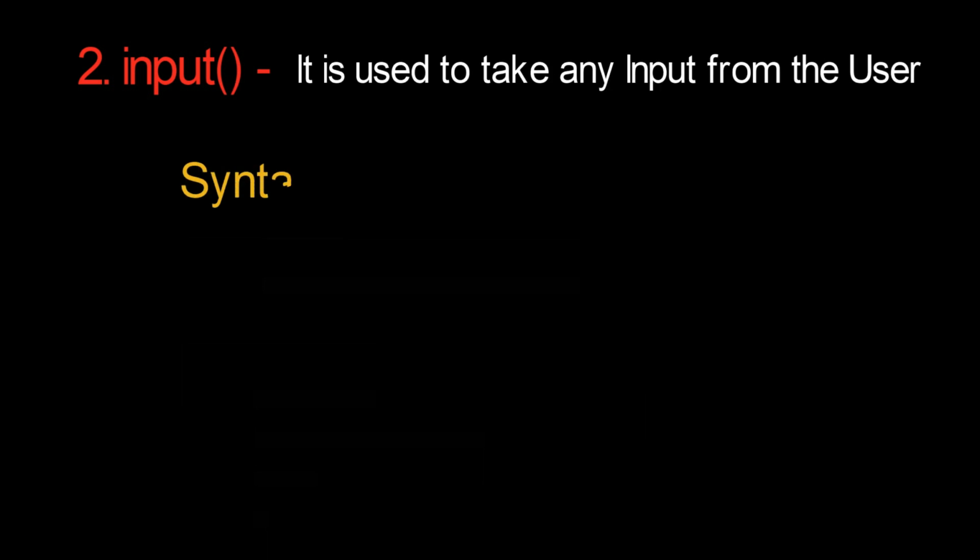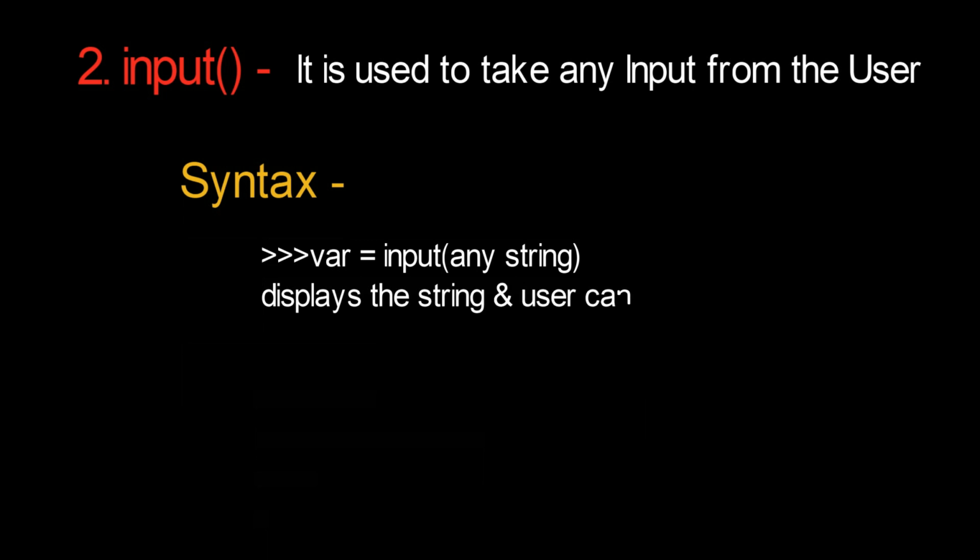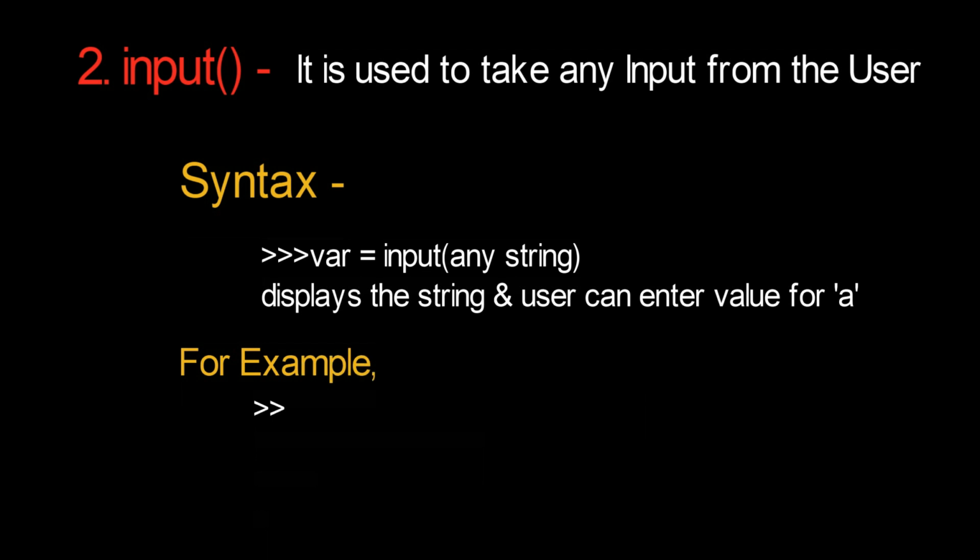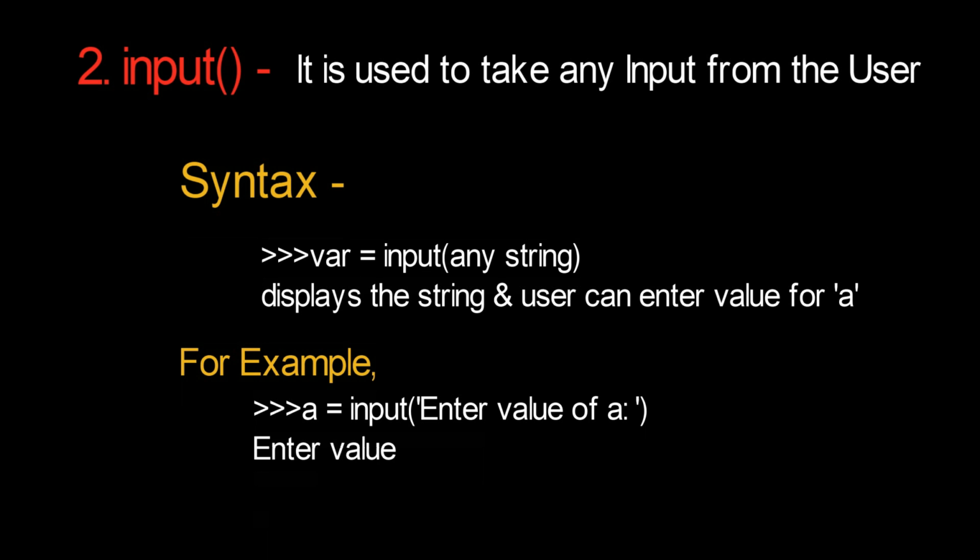Let's see about the input function. It is used to take any input from the user and use its value. Its syntax will be variable = input and any string as its parameter. It will display the string and then the user can enter any value and that value will be stored in that variable. For example, a = input('enter value of a'), so it will display enter value of a, and then we can enter any value, like I have entered 5. Then if we display a, the value of a will be 5. We can assign the value of the variable by taking the input from the user and use its value as a normal variable.